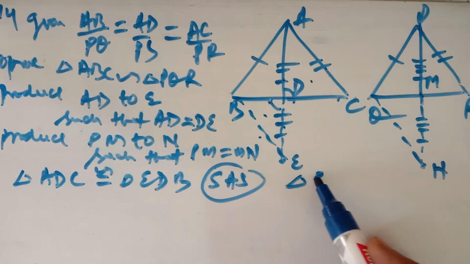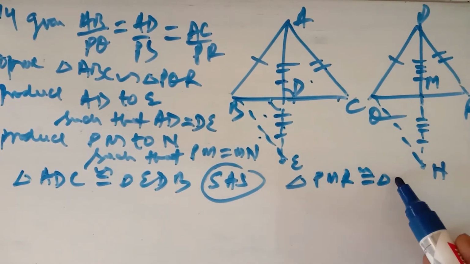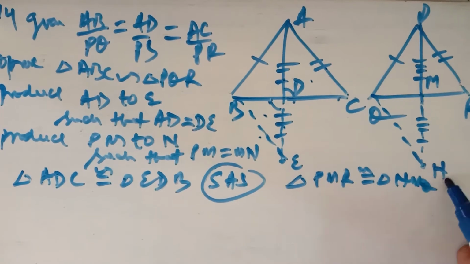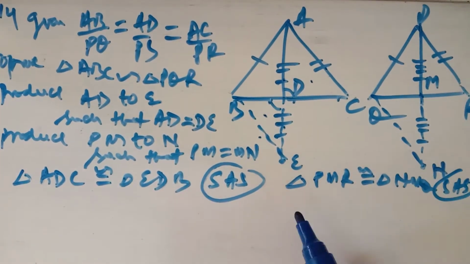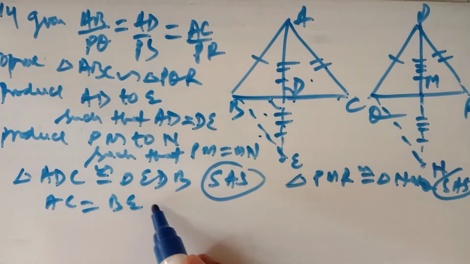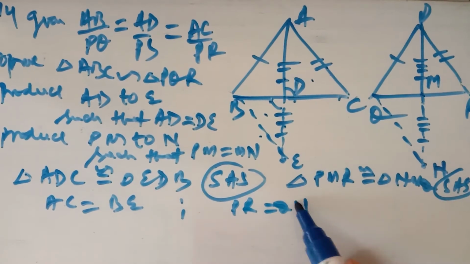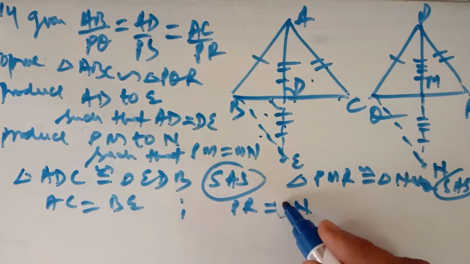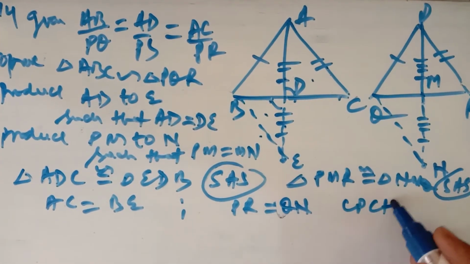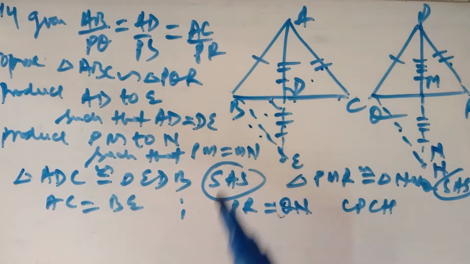Similarly, triangle PMR is congruent to triangle NMQ by the same method. So why have we proved that these two triangles are congruent? So that AC will be equal to BE and PR will be equal to QN, by corresponding parts of congruent triangles. This side is equal to this side and this side is equal to this side.